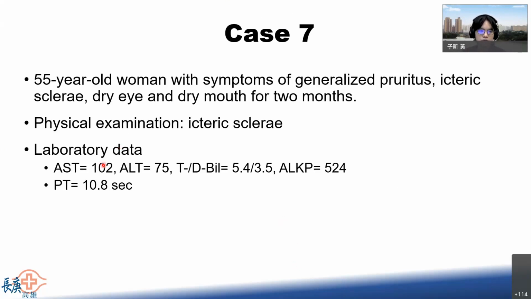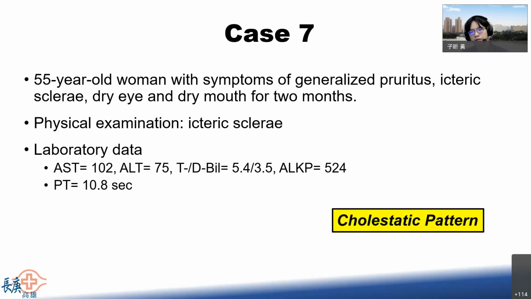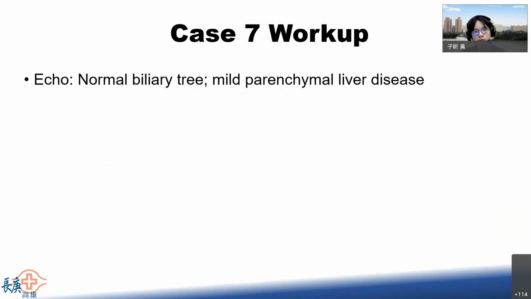The AST is 102, the ALT is 75, the direct type bilirubin is 3.5, total bilirubin 5.4, excuse me. The alkaline phosphatase is 524, and the PT is normal. So we know that this is a cholestatic pattern, right? So we are experienced, and we know that the first step we do is arrange an abdominal echo to see if there's an obstruction. Well, in this case, you see that the biliary tree is normal, and there's only mild parenchymal liver disease. The parenchyma seems a little bit coarse. There may be mild fibrosis.